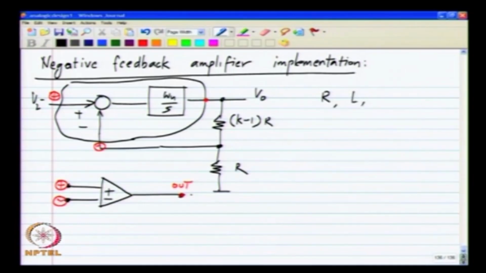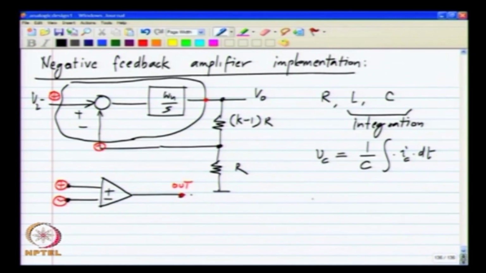First of all, we need to be able to make an integrator, and we know of only two elements of the basic elements R, L and C, two elements which can implement integration. So, the capacitor integrates the current into a voltage. The voltage across the capacitor will be the integral of the current flowing through the capacitor, and similarly the current in an inductor is proportional to the integral of the voltage across the inductor.